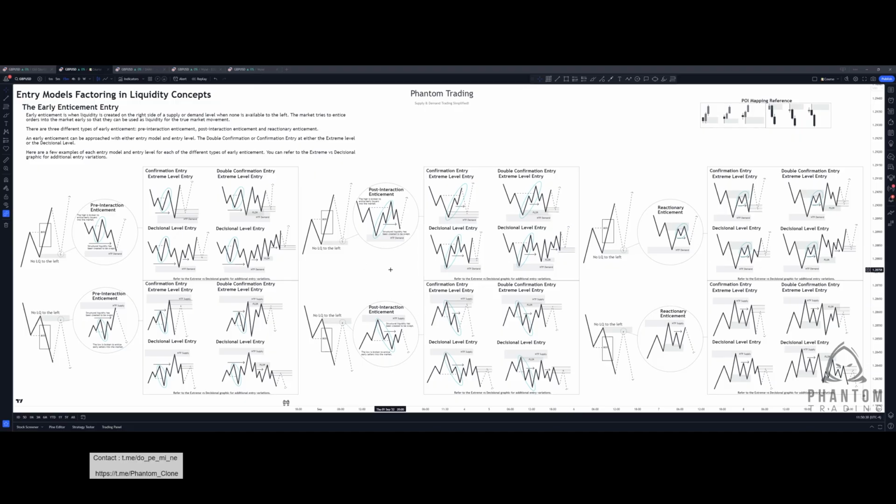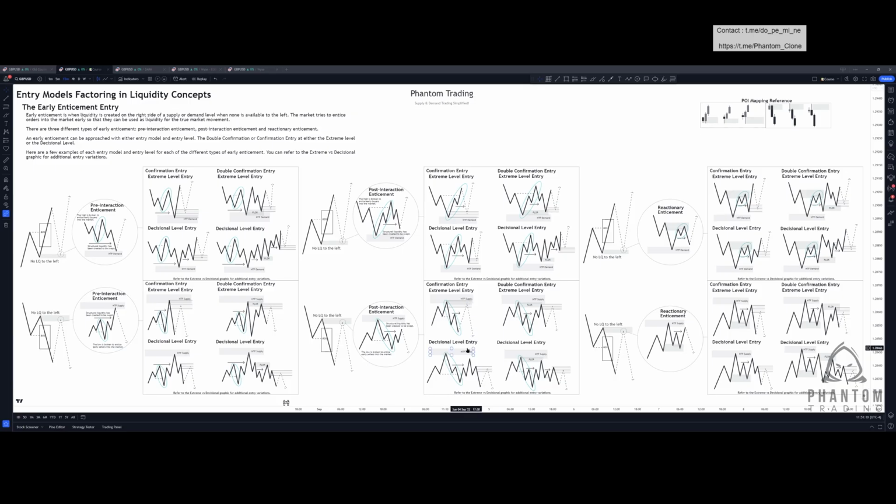Now on the flip side, we have the supply post-interaction enticement. And again, we have the confirmation entry level at extreme, where we have the early enticement, we have structural liquidity. That early enticement is swept. Price trades to the extreme supply level and begins to trade lower. We would execute on this higher time frame level of supply once we see this last point of demand fail.